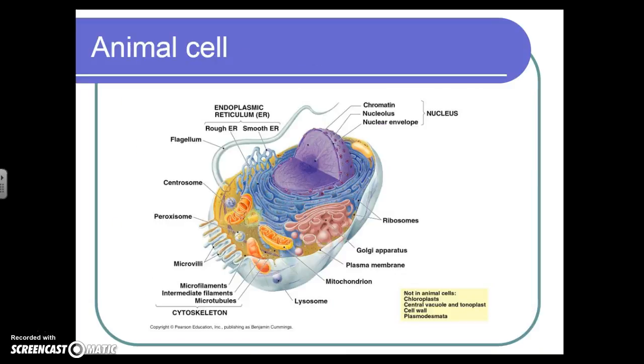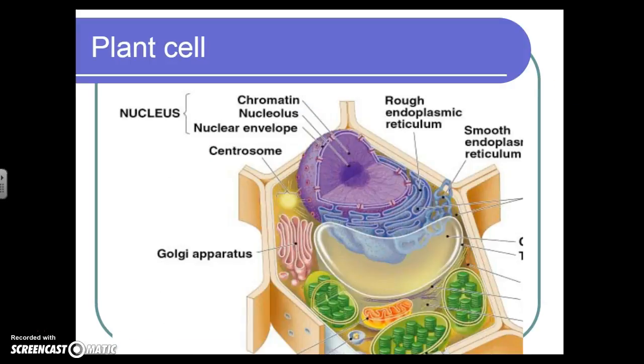Here's another illustration showing the smooth and rough ER located again in our systems. It shows that plants also have the smooth and rough ER, because not only do they need to create phospholipids, but they also create the structures of proteins.